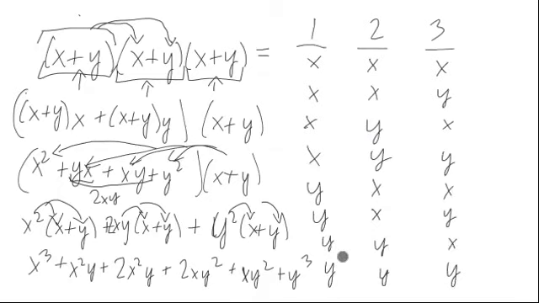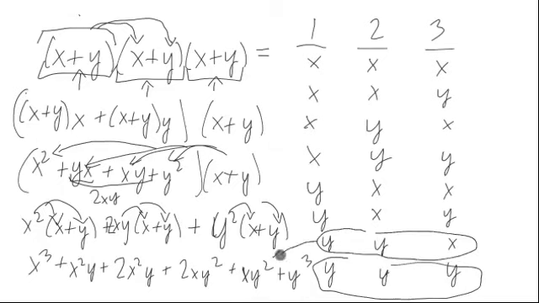Now notice, if we multiply this out, we get y cubed. This right here is y squared times x. That's that guy right there. Then we have y, x, y. So that's like xy squared. So there's an xy squared here. And also look, there's another xy squared here.